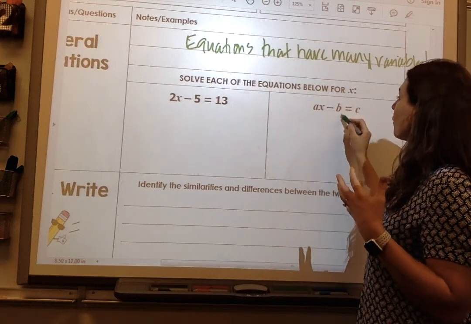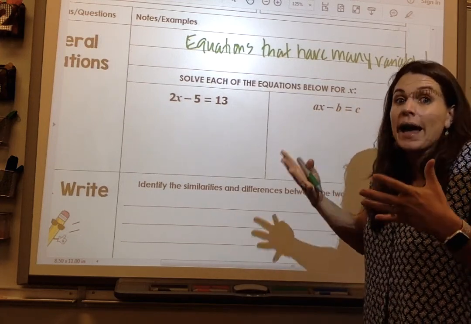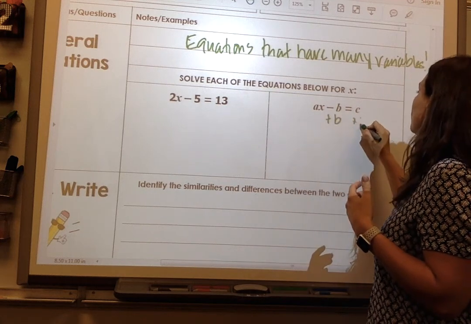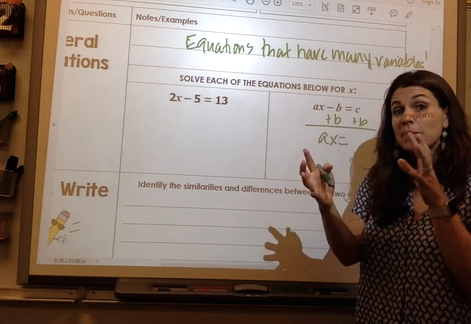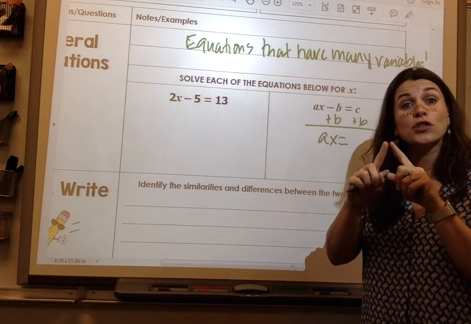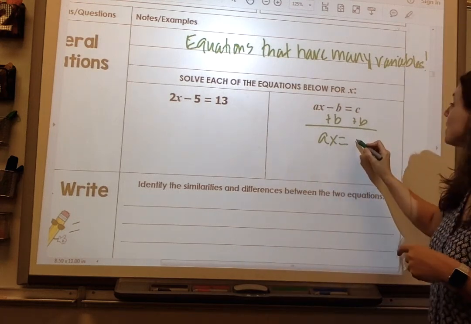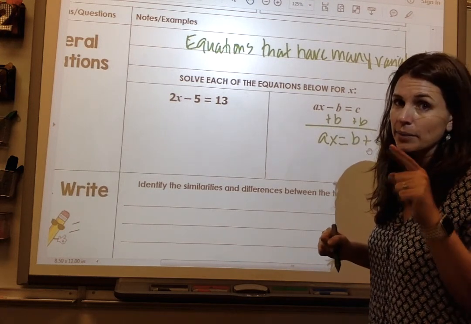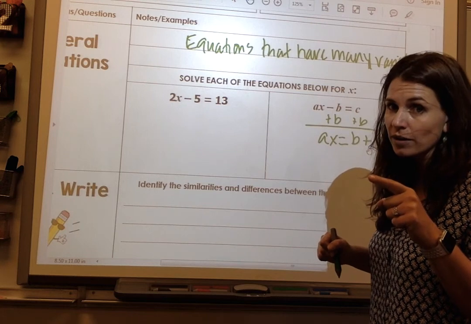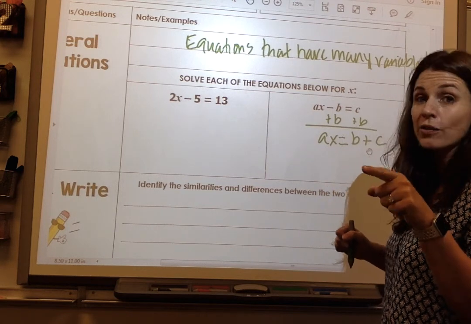So I've got to get rid of this negative b. Additive inverse. Add b on both sides. And I have ax. Now, we have to remember, can c and b be combined together? No, they're two separate terms, so we got to keep them separated. B plus C. If somebody's asking, can I put it in C plus B? Yes, commutative property, you can.